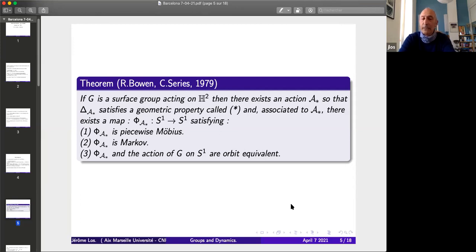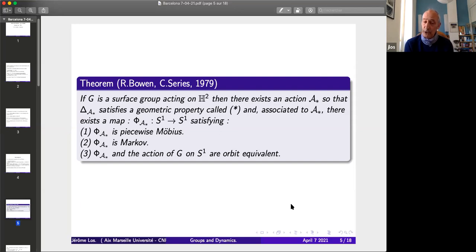Whatever that means, I will not explain this property. But from that property and this particular action, they prove that you can associate to this action a very particular map, phi, from the circle to the circle, which satisfies three properties. The first one is that the map is piecewise Möbius, so its restriction to each interval is Möbius. The map is Markov in the classical sense of dynamical systems.